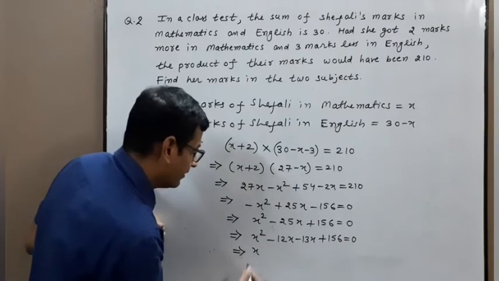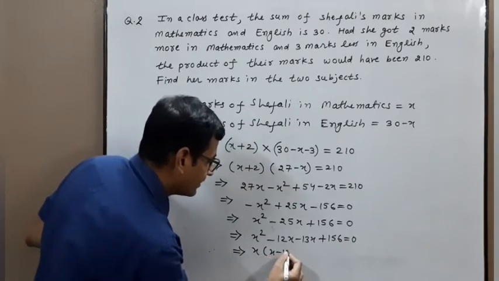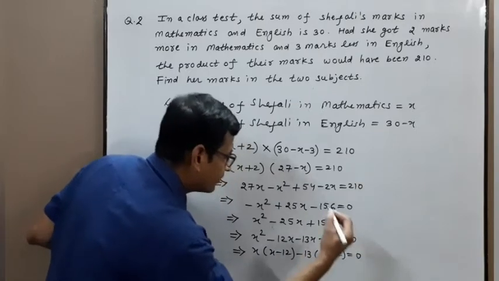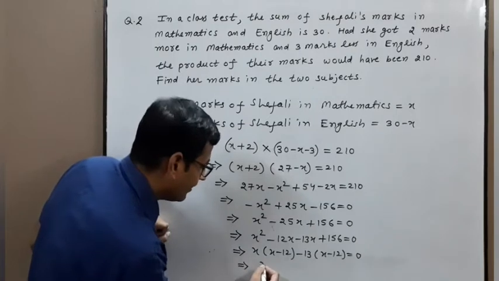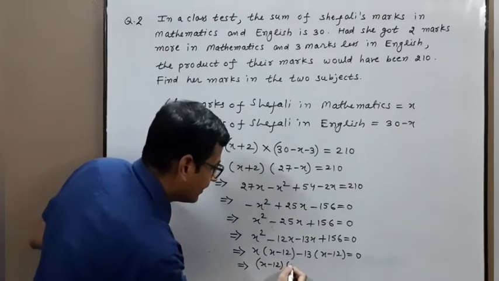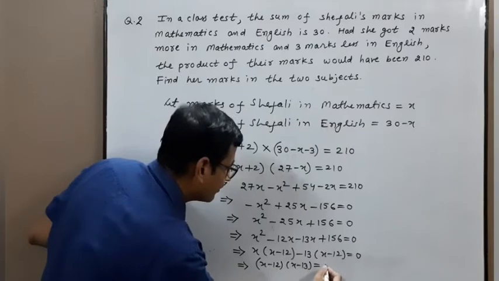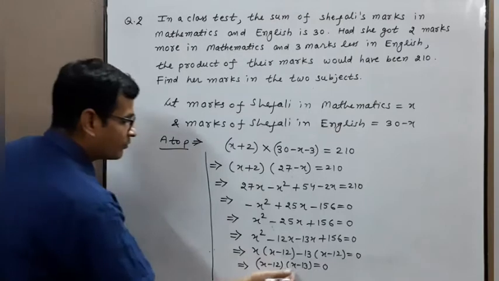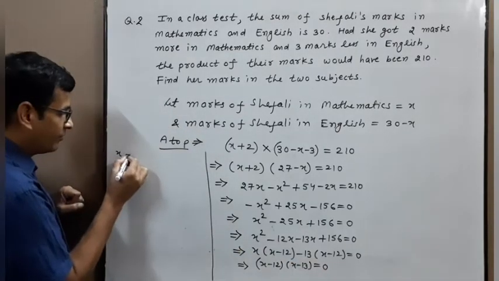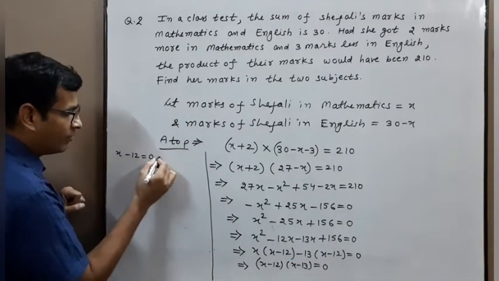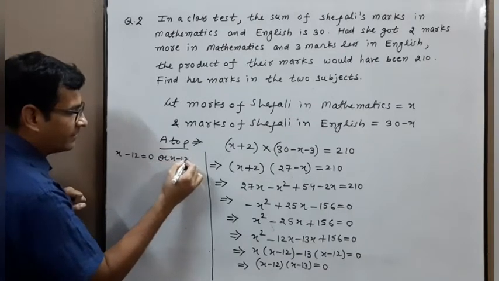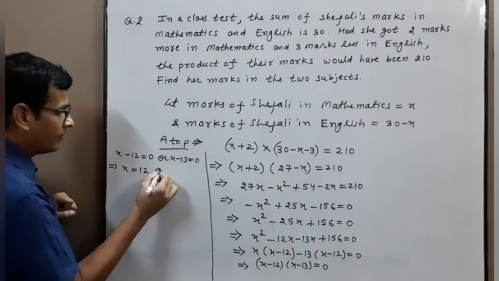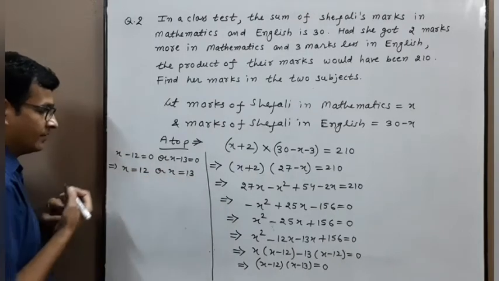Taking x common, so x minus 12, minus 13 common, so x minus 12 equal to 0. x minus 12 common, so we get x minus 13 equal to 0. Next steps, product of two numbers equal to 0, so each number equal to 0, x minus 12 equal to 0 or x minus 13 equal to 0. So we get x equal to 12 or x equal to 13.